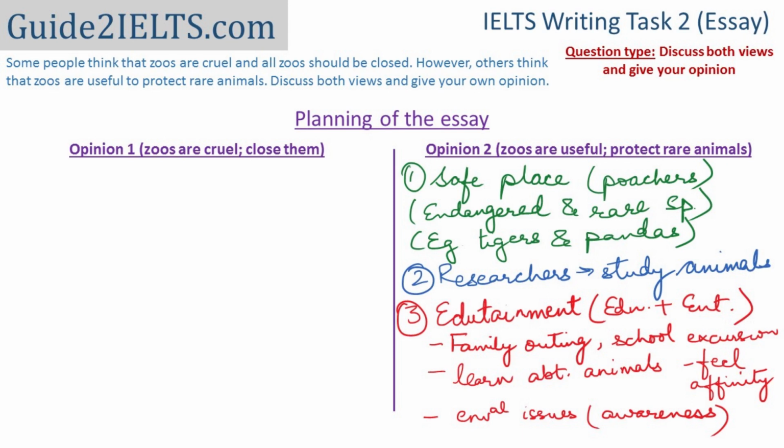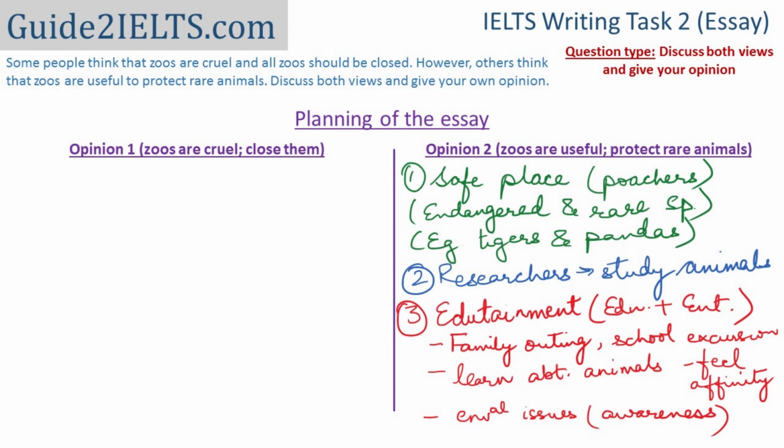Under edutainment, I can mention that they are a great place for a family outing, for a school excursion. Also, through zoos, we can learn about animals. People, especially children, feel a certain affinity towards them, having seen them. And zoos are also a great place from which we can spread awareness about environmental issues, etc.